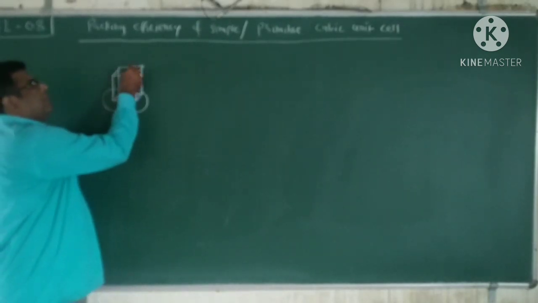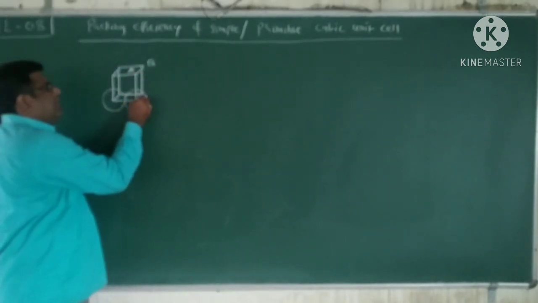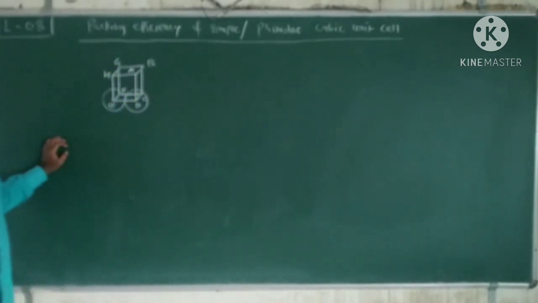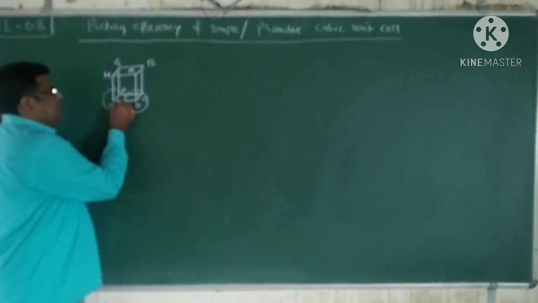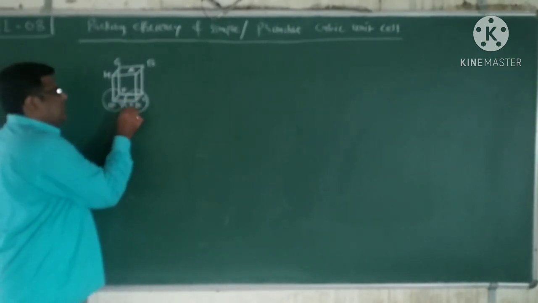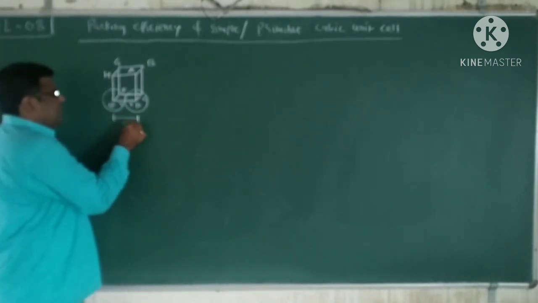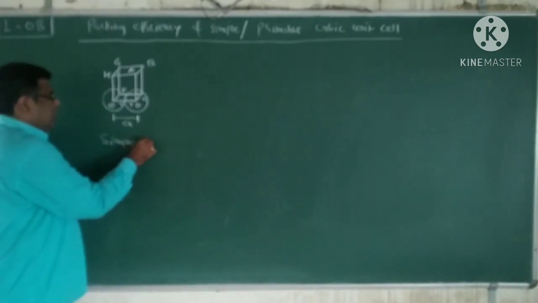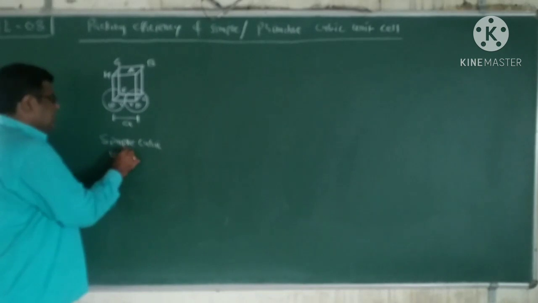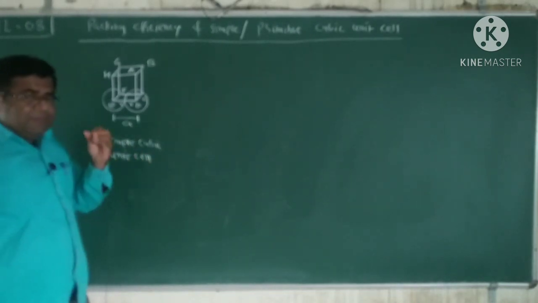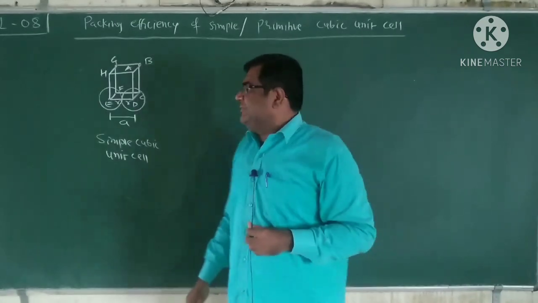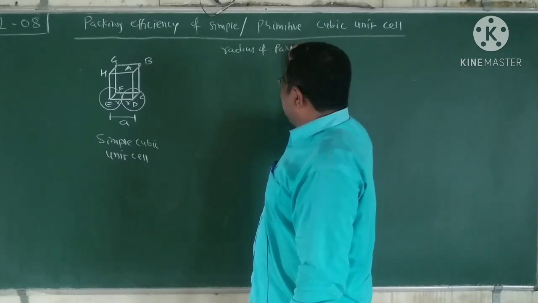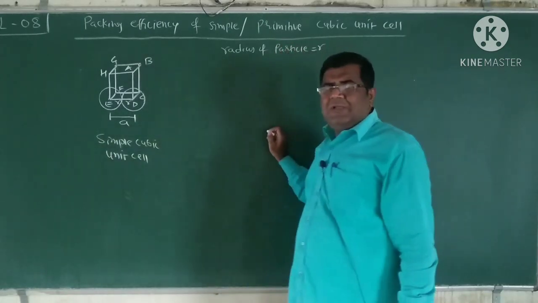We can name these particles A, B, C, D, E, F, G, H. This is radius R, this is radius R, and this distance is the edge length. And this is the simple cubic unit cell. Then we can start the derivation. We can say radius of particle is equal to small r.